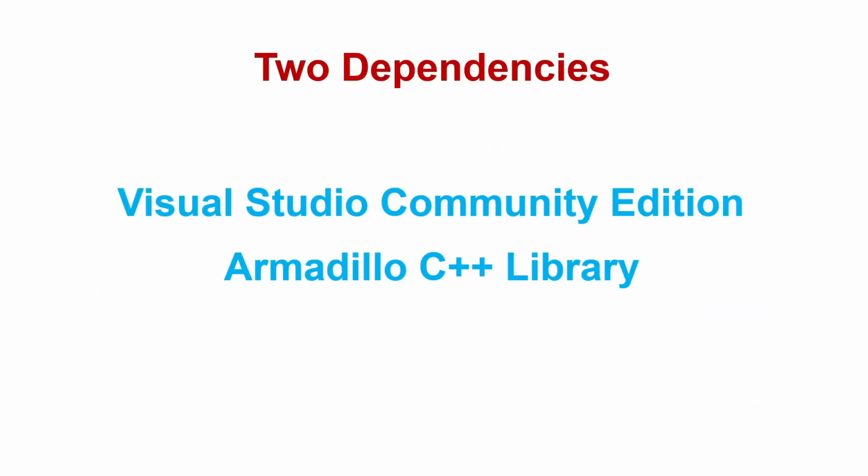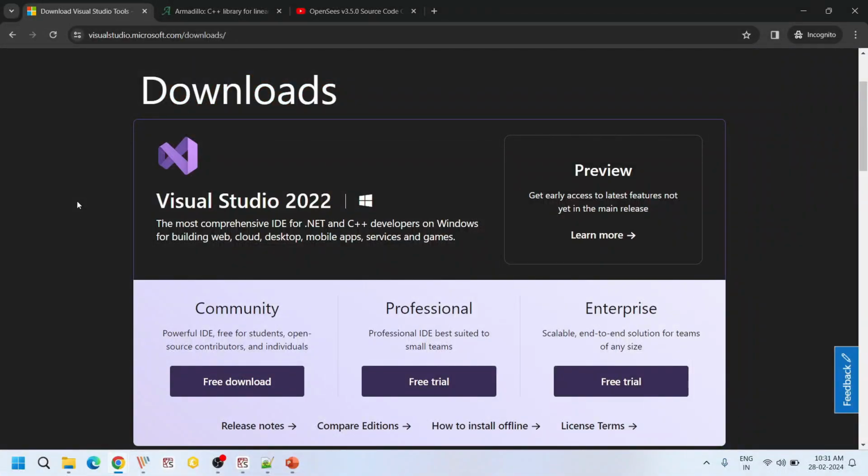Today's tutorial requires the installation of two software. One is Visual Studio Community Edition and the second one is the Armadillo C++ library. The first one, Visual Studio Community Edition, you can download from here.